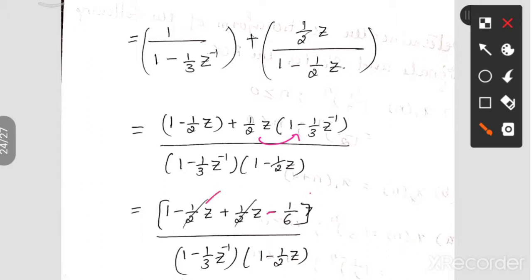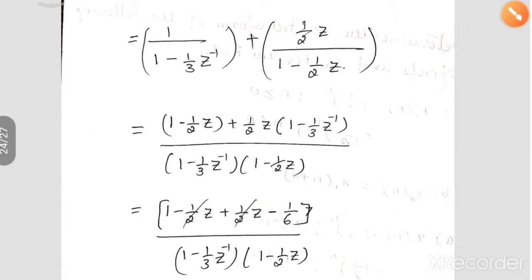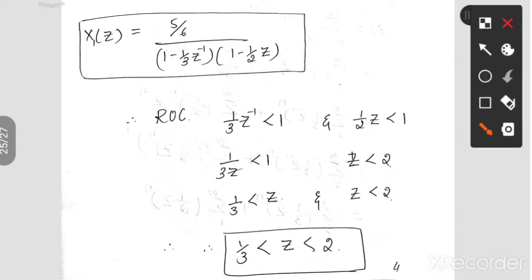So therefore, simplifying here, these two will get cancelled. 1 minus 1 by 6 will be 6 here. So 6 minus 1 divided by 6 will be 5 divided by 6, and the denominator as it is. This will be 5 by 6 divided by the denominator.